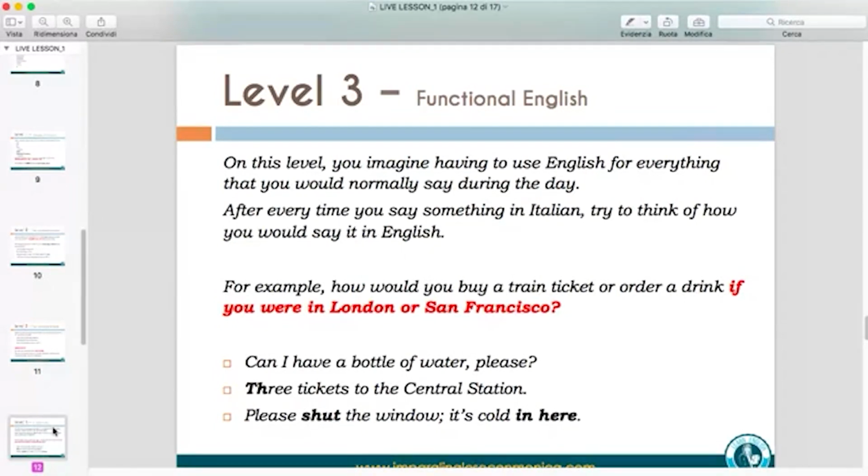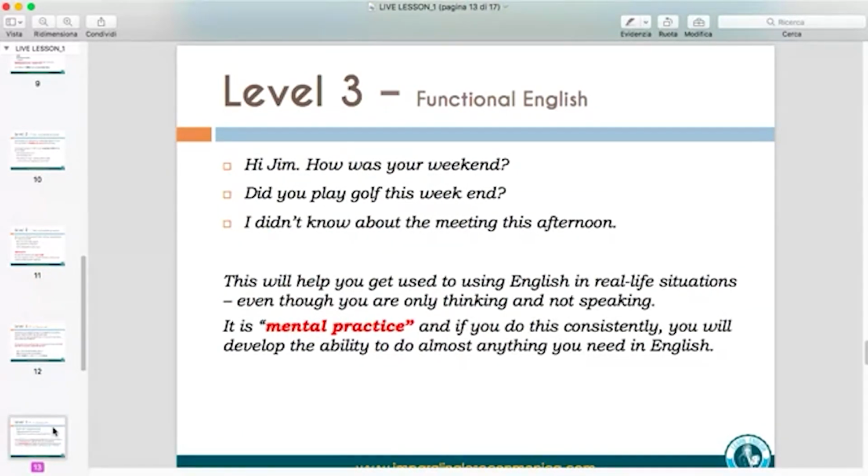For example, you are at the restaurant and, after having ordered a bottle of water, you can think, "Can I have a bottle of water, please?" So start thinking about how you can ask for a bottle of water in English. "Three tickets to the central station, please," if you are at the station. "Please shut the window, it's cold in here," if you have to make a specific request to a person. Or other examples: "Hi Jim, how was your weekend? Did you play golf this weekend?" "I didn't know about the meeting this afternoon."